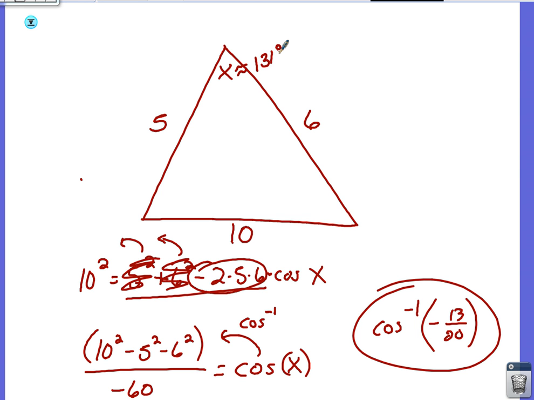That's a huge angle down there. So what would this triangle actually look like? It would nearly be flat. So you have a 5, you have a 6, you have a 10. It's nearly isosceles and it's nearly flat because 131 degrees, that's a really spread out angle there.